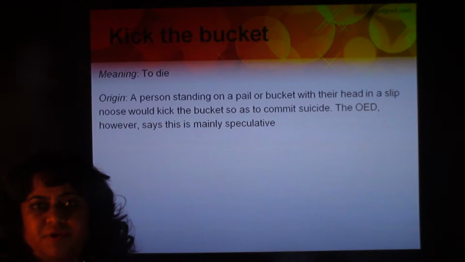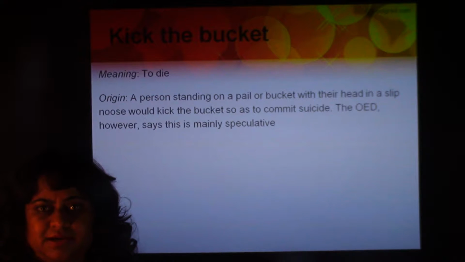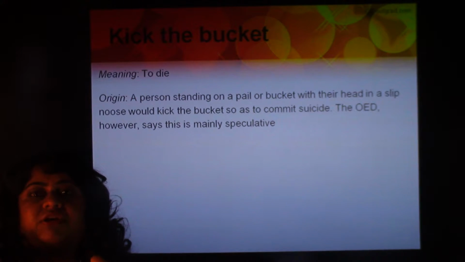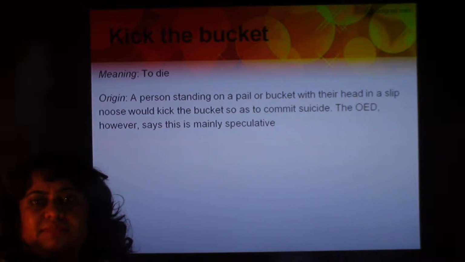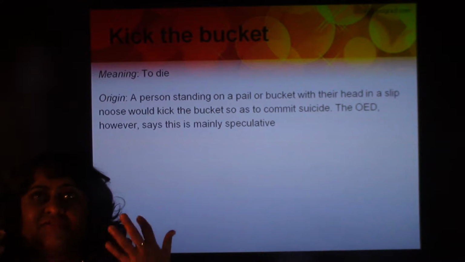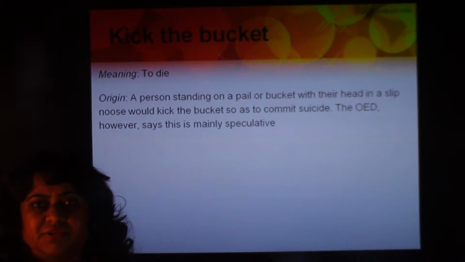So usually if a person was to commit suicide, they would climb on a pail, like a bucket, invert a bucket and climb on it, and then put the noose around their neck, and then if they had to hang themselves, they would kick the bucket literally, and then they would die. So that's the origin of the phrase, kick the bucket. It's a euphemistic way of saying to die.